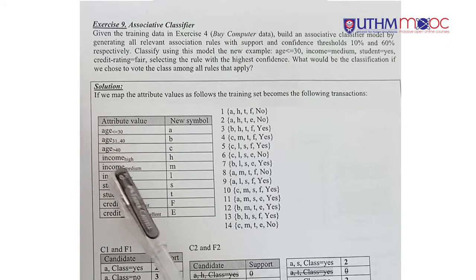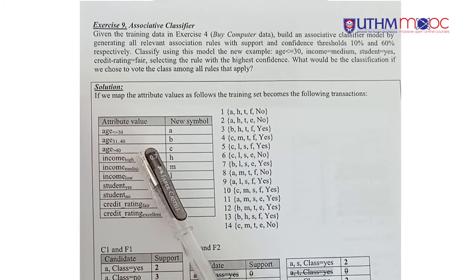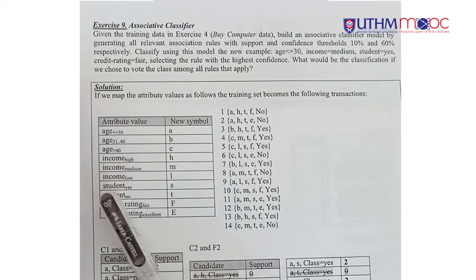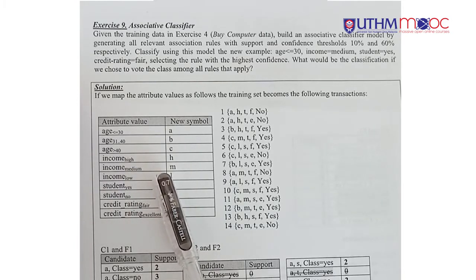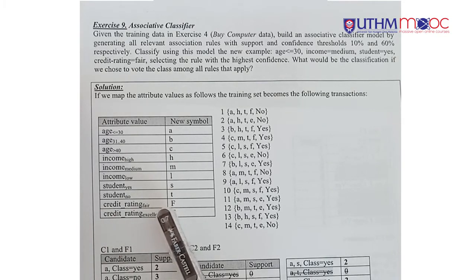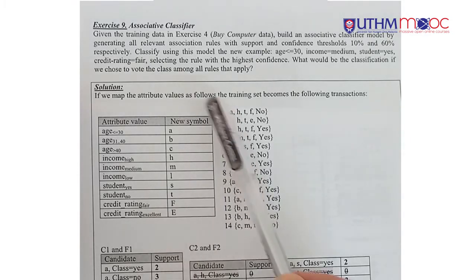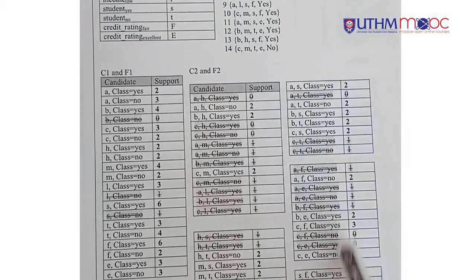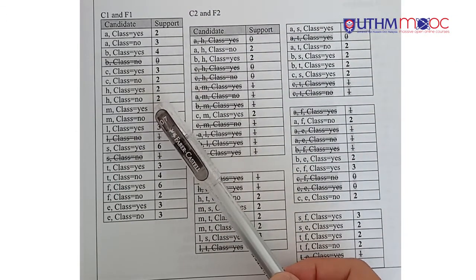The same with income: we have 3 different values, which are high, medium and low. You can cross-check with the data set in the previous screen. Next, the student variable only has 2 values, yes or no. Finally, the credit rating variable has 2 values as well, fair and excellent. We represent these as new symbols, because it's too much to write when we generate the rules later.